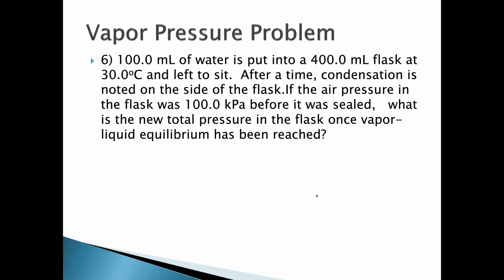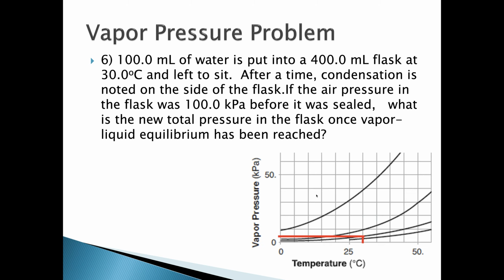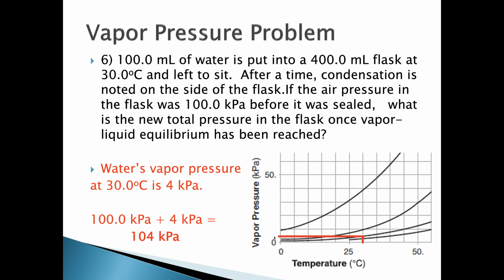Well, remember, the vapor pressure will add its pressure to the gas already in the flask. So if the pressure in the flask was 100 kilopascals, then the pressure after is going to be higher than 100. How much higher? Well, you got to go to reference table H and look it up. And when we go to reference table H, we'll notice that at 30 degrees Celsius, water's vapor pressure is only about 5 kilopascals. So our flask will contain 100 kilopascals worth of air and 5 kilopascals worth of water vapor. So we just simply add the two together.